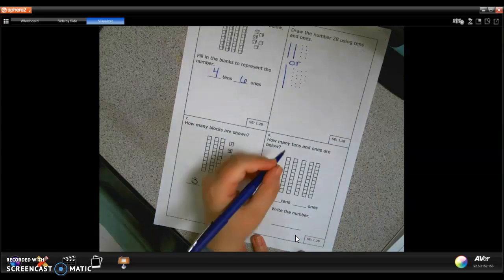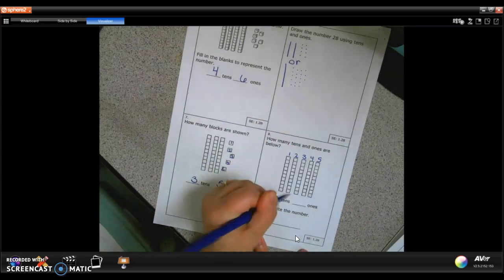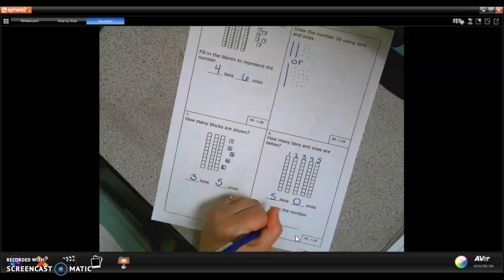How many 10s are shown below? 1, 2, 3, 4, 5. There are 5 groups of 10s and 0 ones below, which has a value of 50 because I go 10, 20, 30, 40, 50.